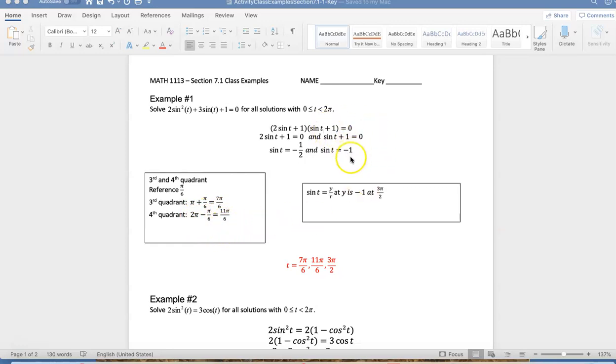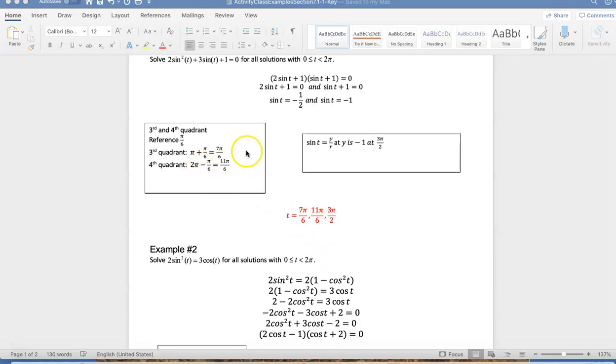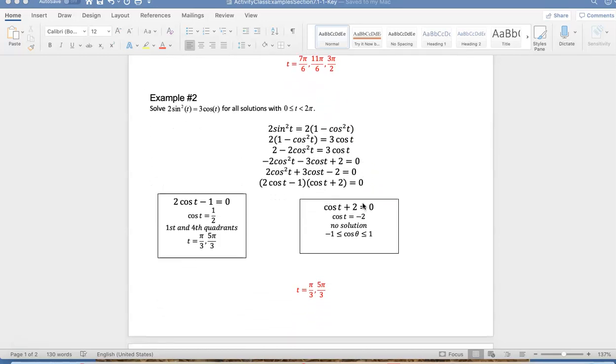And then for sine to be negative 1, y is negative 1. Y over r, in the unit circle, y is negative 1 at 3/2 pi. You can look at the unit circle too if you'd like to. So these are your three answers. 7 pi over 6, 11 pi over 6, and 3/2 pi. Okay, that's example 1. Example 2, it says to solve 2 sine squared equals 3 cosine.